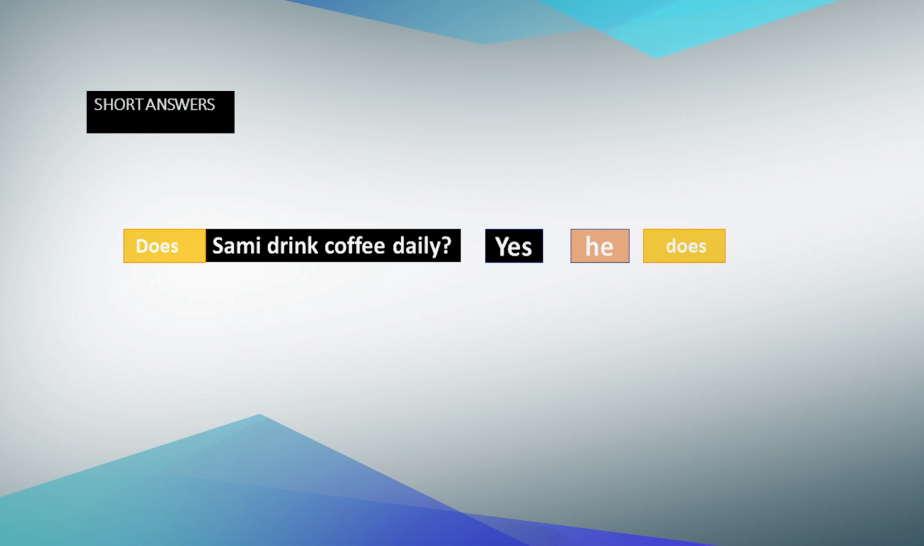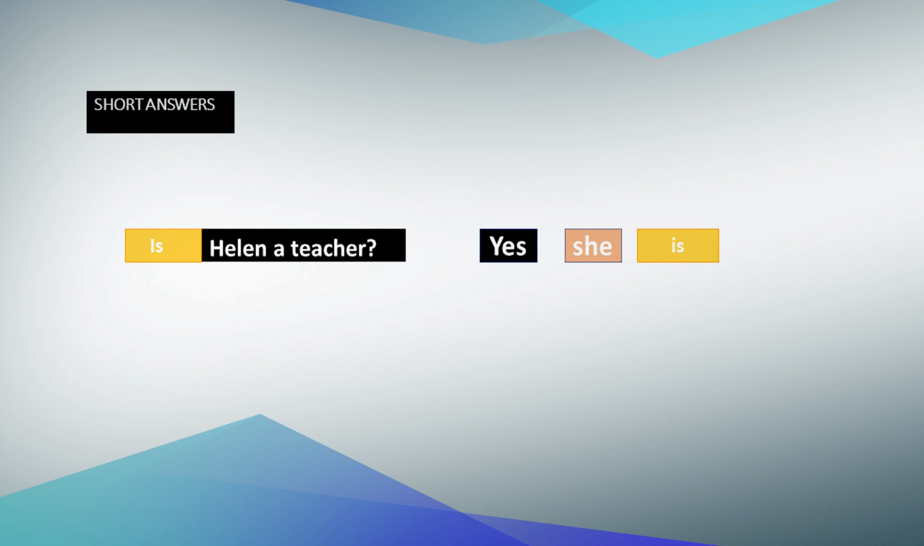For example, does Sammy drink coffee daily? Yes, he does. Or start with is and end with is. For example, is Helen a teacher? Yes, she is. Or start with had and end with had, and so on. Had we locked the door? Yes, we had. That is for the positive answers.